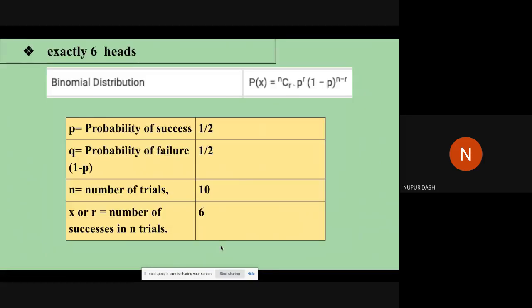So the last question is, when you want to get exactly 6 heads, how will you solve? Here the r would be 6, because it is the number of successes in n trials, when you get only 6 heads. Number of trials is 10, probability of failure would be half, and probability of success would be half. I think you have understood that these are independent, they are not depending on each other. Every time the probability of success is half only.